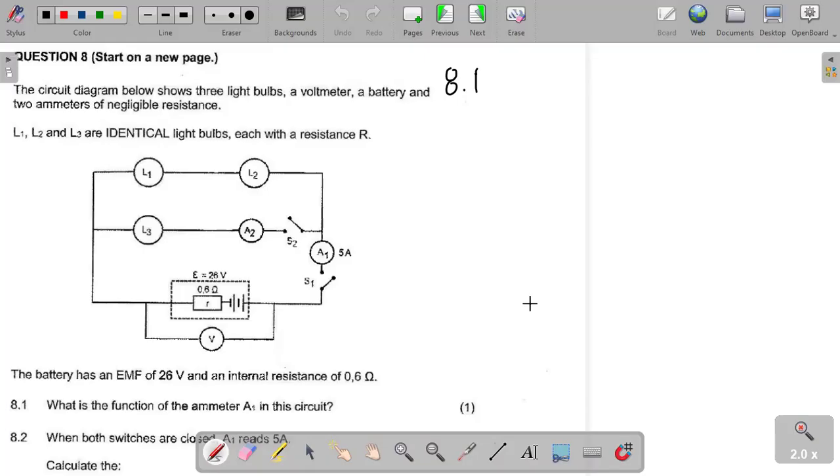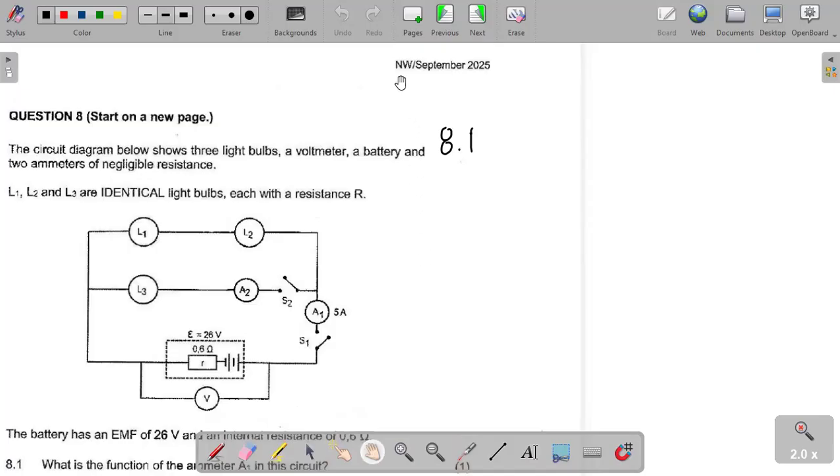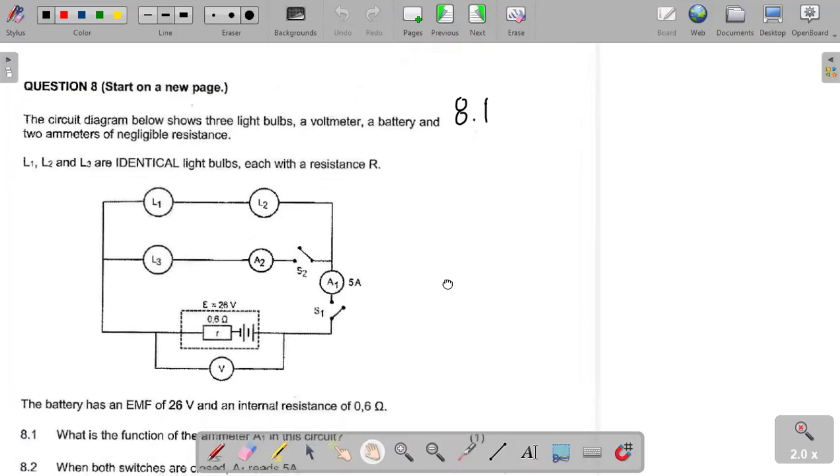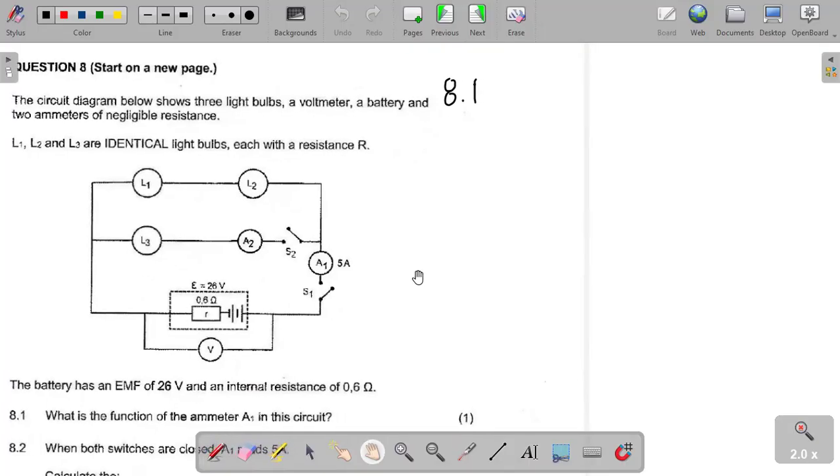Okay. So now for lesson 5, we're going to focus on this question from September 2025. So let's read the question together.